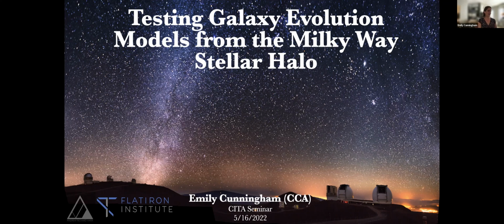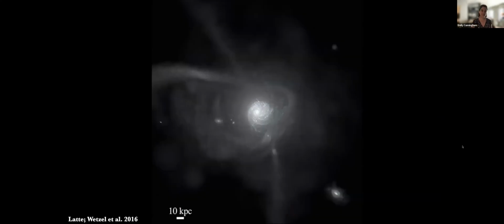So as Jonathan mentioned, the title of my talk is Testing Galaxy Evolution Models from the Milky Way Stellar Halo. To kick things off, I just want to talk a little bit about what the stellar halo is. We know the Milky Way is a spiral galaxy, and we believe it to be embedded in a huge halo of dark matter. And strewn throughout this dark matter are stars, and this is the component of the galaxy known as the stellar halo. Here I'm showing you an image of a simulated galaxy, the Latte galaxy from the Latte suite of FIRE-2 zoom-in simulations. We can see the spiral galaxy that's embedded in this huge, very diffuse, but very structured stellar component. And this is the component known as the stellar halo.